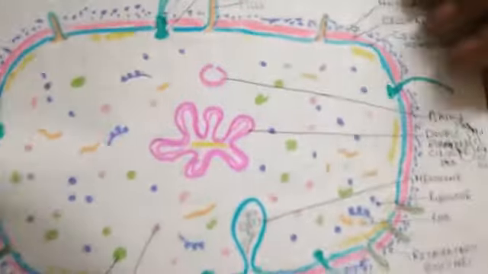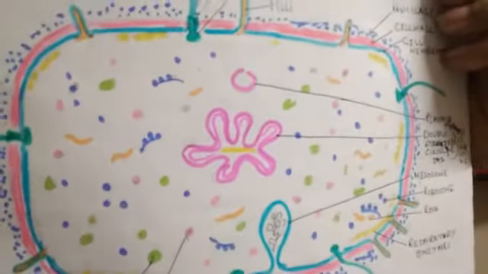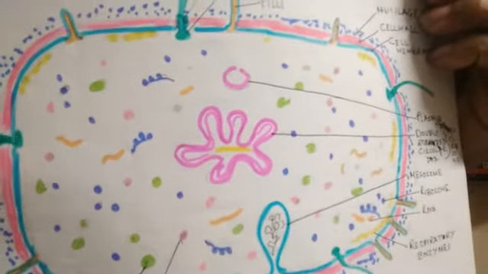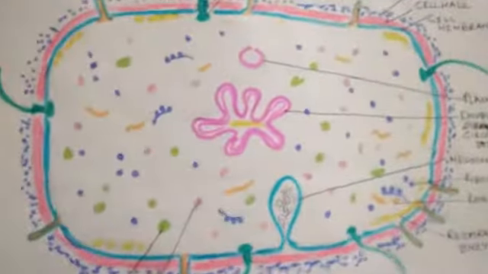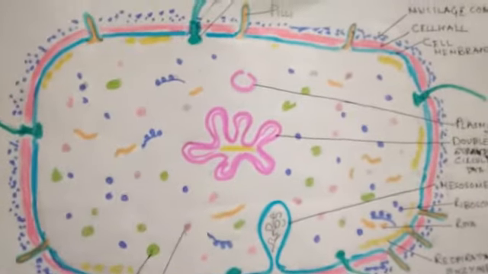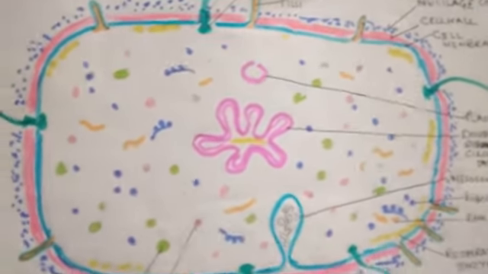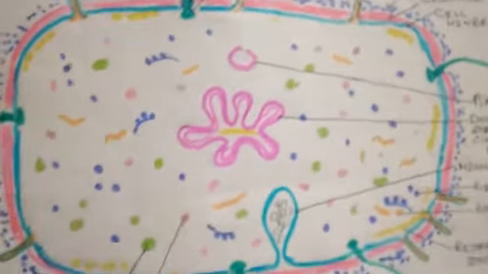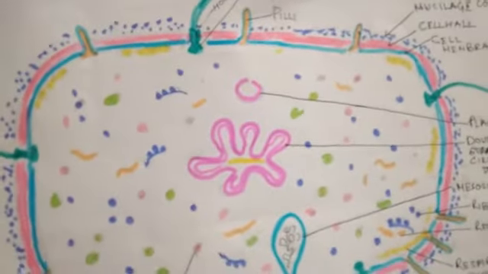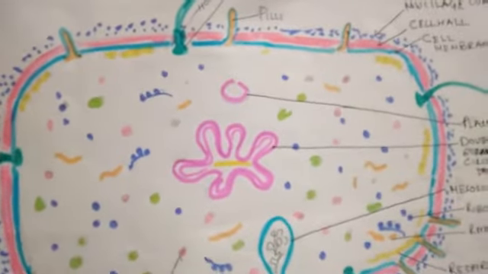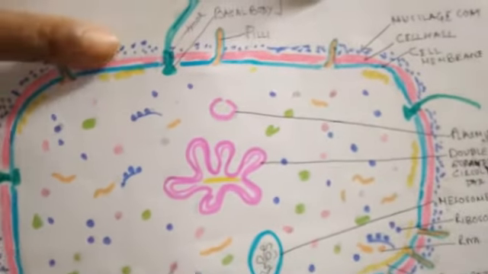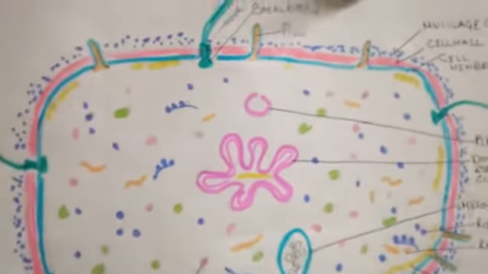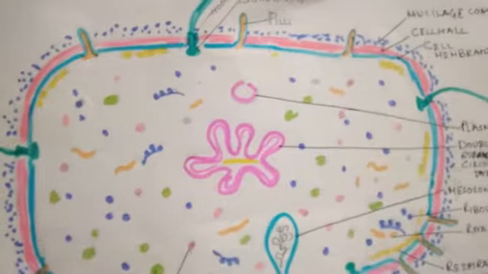So children, while going through the Kingdom Monera, we had an idea about the prokaryotic cell, and today we will vividly discuss various parts of the prokaryotic cell. So let us see what the parts are. First of all, let us see the outer structure, the outermost layer. The outermost layer is the cell envelope.